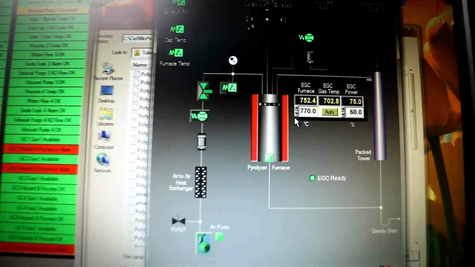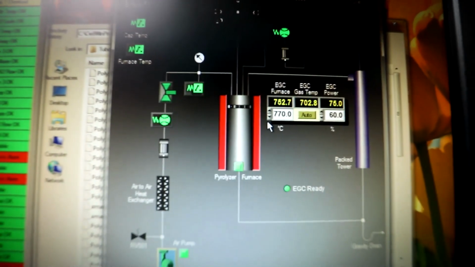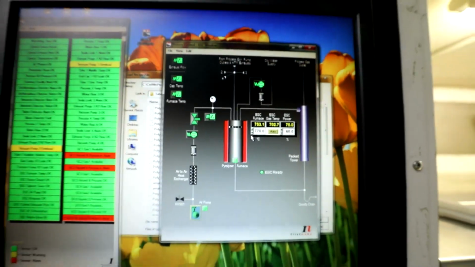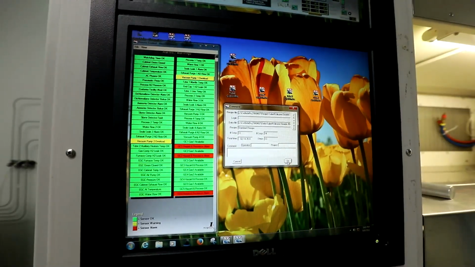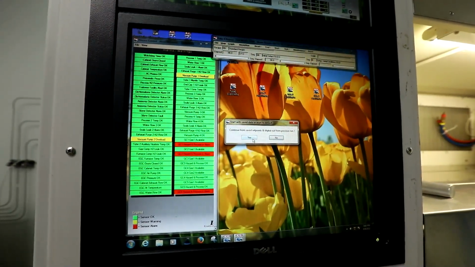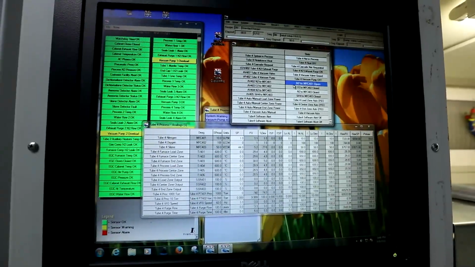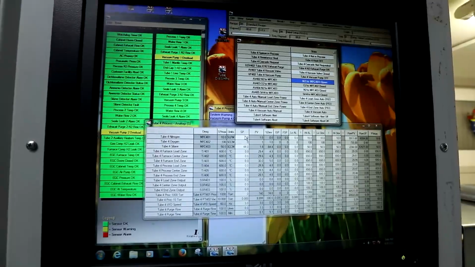We set the temperature of EGC unit at 770 degrees Celsius. It takes around 1 hour to reach the temperature. Once the EGC unit is ready, we load our LTO recipe, followed by purging the chamber using nitrogen. Purging will be continued for 30 minutes.